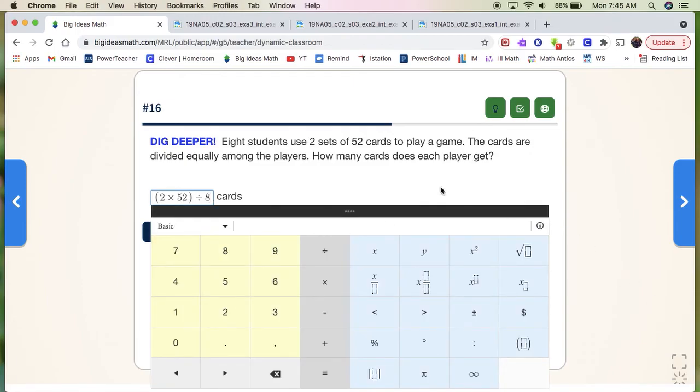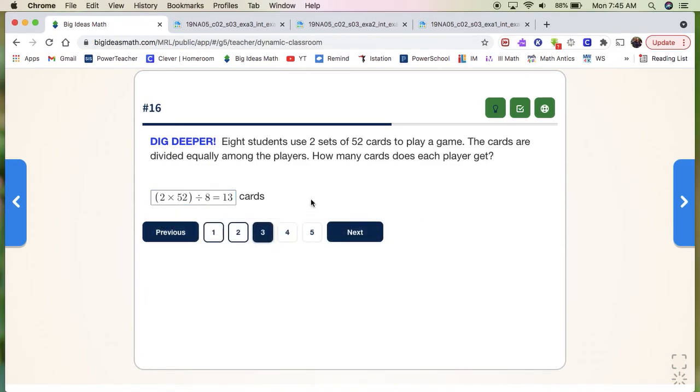When we do that calculation, 2 times 52 is 104. 104 divided by 8 is 13. So each student gets 13 cards.